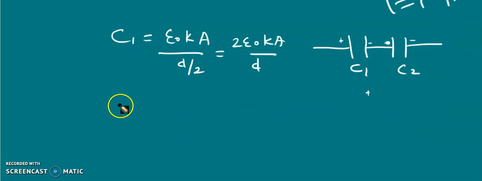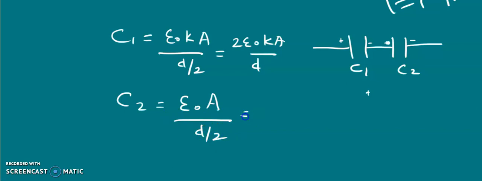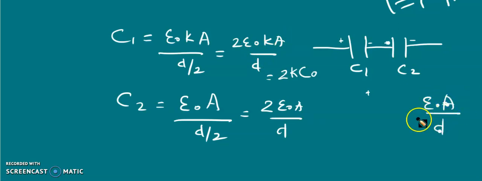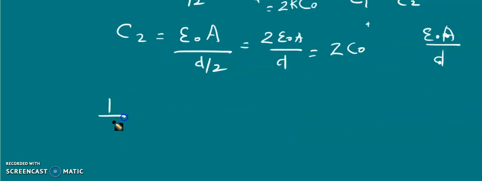And C2 is another capacitor filled with air. So its capacitance is epsilon 0 A, with K for air being 1, divided by D by 2, so 2 epsilon 0 A by D. So C1 is 2 times K times C0, where epsilon 0 A by D is C0, the capacitance with air. And in terms of C0, C2 is 2C0.